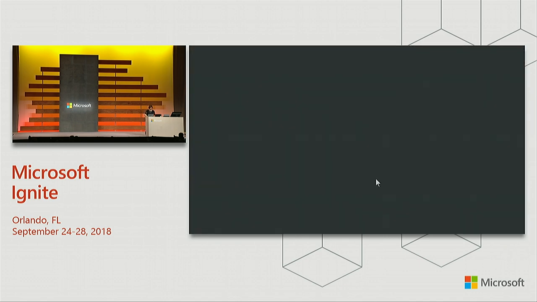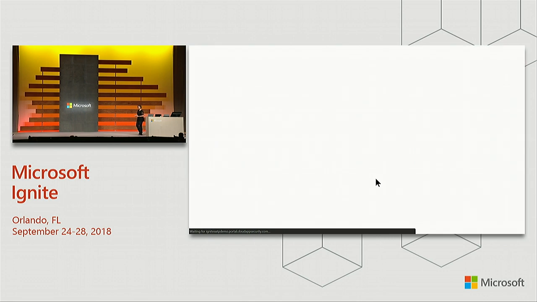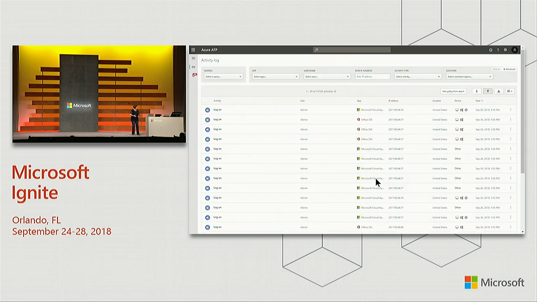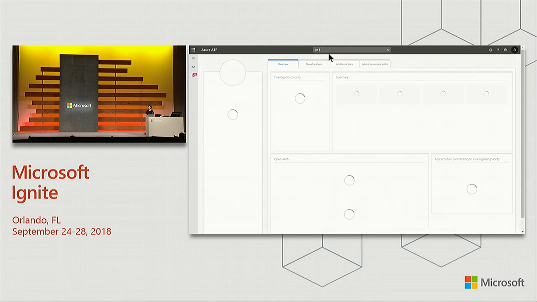And what we've added here is a link to say, hey, I've now seen a potentially compromised user. How can I see what's actually happened in my environment? So I click on the link to Azure ATP, or investigate with Azure ATP. It takes me into a new user console that shows me all of the information I have for this user.